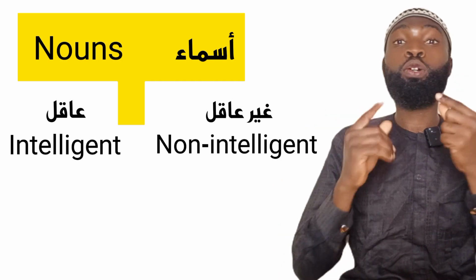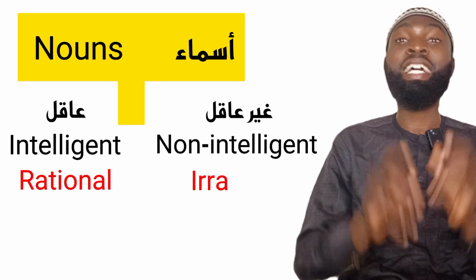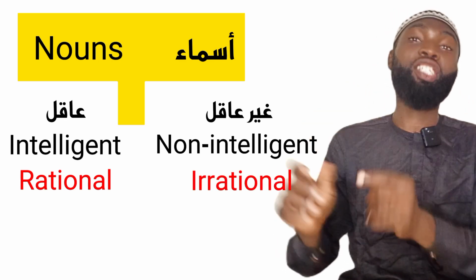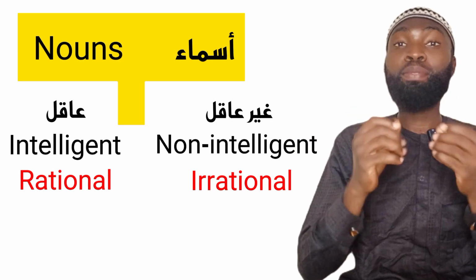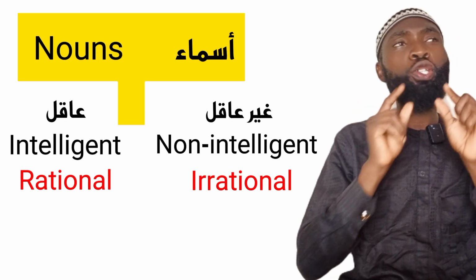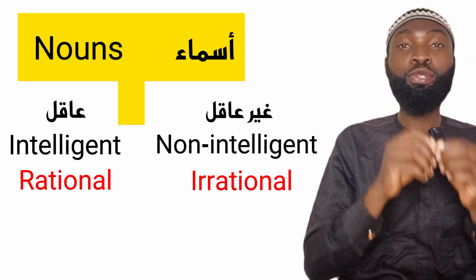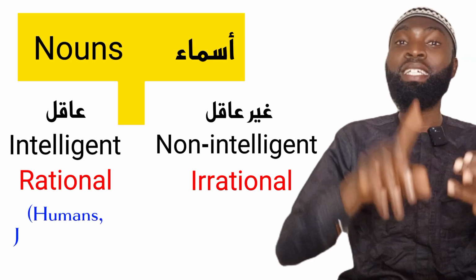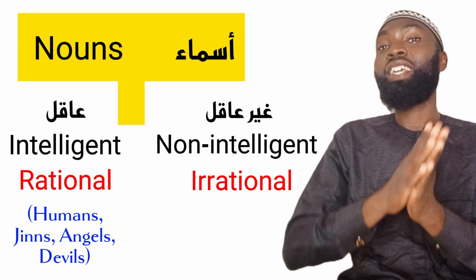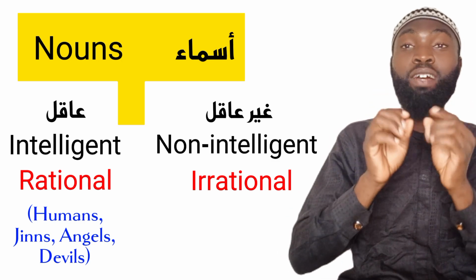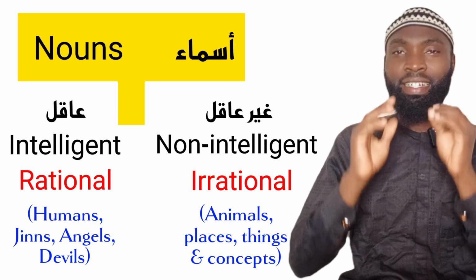The intelligent nouns could also be called the rational nouns, and the non-intelligent nouns could also be called the irrational nouns. What do we mean by rational nouns? We all know that nouns are names of persons, places, or things. So when we say rational nouns, it means these particular names are used to call humans, the jinns, the angels, and sometimes even the devils. Then the irrational nouns, the non-intelligent nouns, are nouns which refer to animals, places, things, and even concepts.